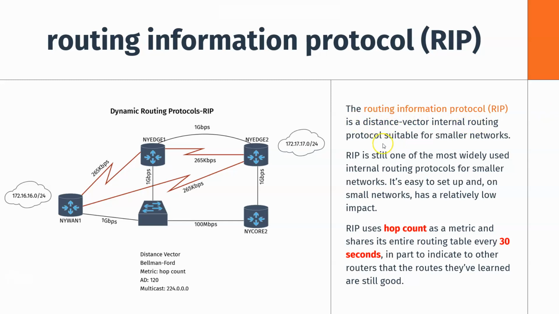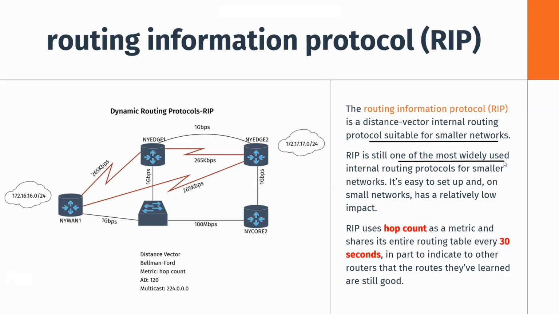Is a distance vector internal routing protocol suitable for small networks? Suitable for small networks because a hop count of 16 is going to be infinity. So it has a limited hop count that can be used for it. 0 to 15, if you see a hop count of 16, it ain't going to work no more for that one. It's still one of the most widely used protocols.